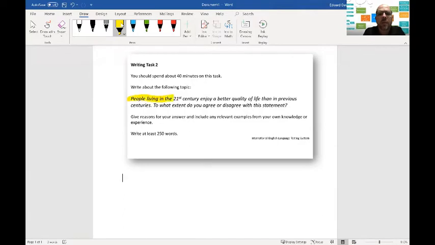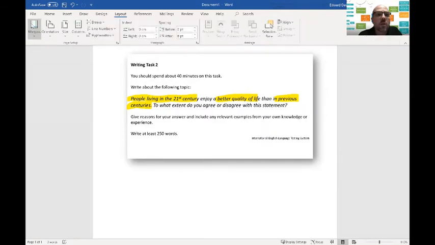So: people living in the 21st century, better quality of life, previous centuries. When I get to my first sentence of writing, I'm going to be trying to look for ways to paraphrase those things. Now, let me read through the question again and start to brainstorm my ideas. So, people living in the 21st century enjoy a better quality of life than in previous centuries. To what extent do you agree or disagree with this statement? Give reasons for your answer, include any relevant examples from your own knowledge or experience. Write at least 250 words.